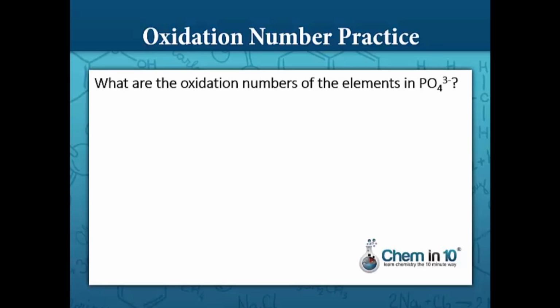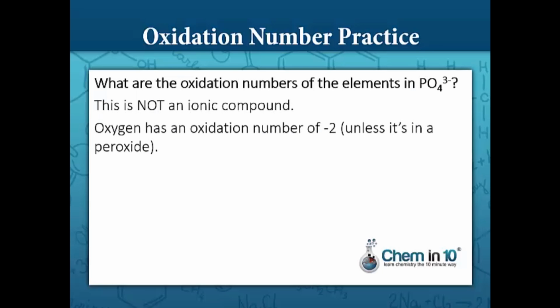What are the oxidation numbers of the elements in phosphate? Phosphate is a polyatomic ion with a total charge of 3- and it contains nonmetals only. We know that the oxidation number of oxygen is -2. So the oxidation number of phosphorus plus 4 times the oxidation number of oxygen is equal to -3. It's equal to -3 and not 0 because the total charge of the ion is -3.